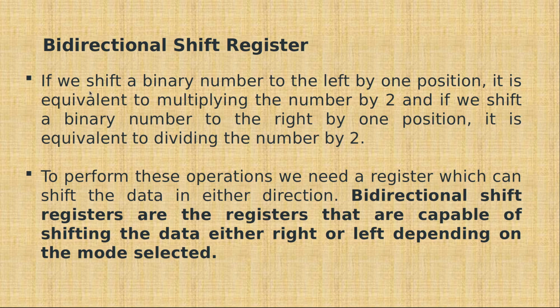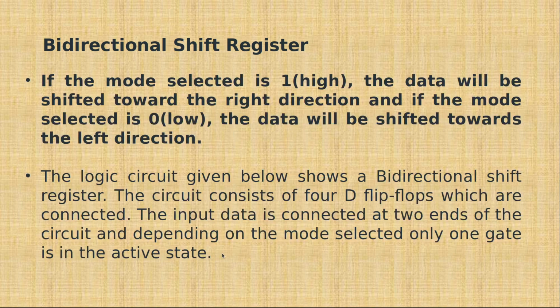Here, if we shift a binary number to the left by one position, it is equivalent to multiplying the number by 2. That means if we move from the current position to the left side, it is equal to multiplying by 2. Or if we move to the right side, it's dividing the number by 2. Okay, so here I already told you about shifting left or right. The mode, if it is 1, means it will move towards the right direction, and if it is 0, it means move towards the left direction.